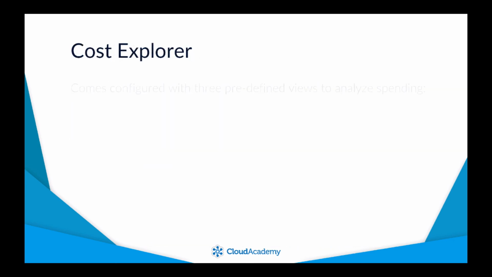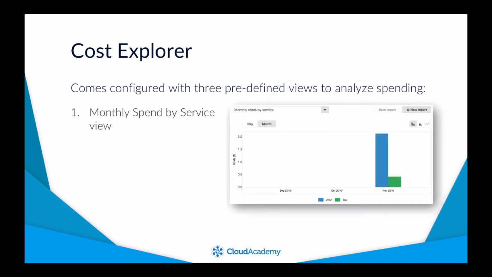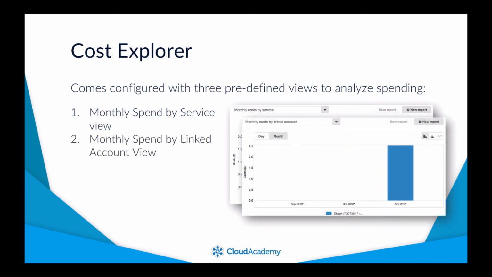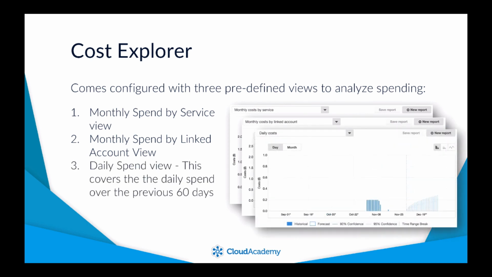Cost Explorer comes configured with 3 predefined views, which are commonly used to analyze spending across your account. Monthly Spend by Service view. This covers the current and previous 2 months and is grouped by AWS services. Monthly Spend by Linked Accounts view. This covers the current and previous 2 months and is grouped by linked accounts. Daily Spend view. This covers the daily spend over the previous 60 days.